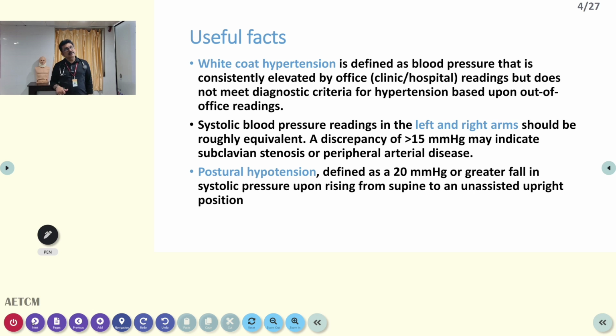And you can even take an ECG and see whether LVH is there or not. LVH is the classical finding in chronic hypertension. So in some patients with chronic hypertension, you can see LVH in the ECG.